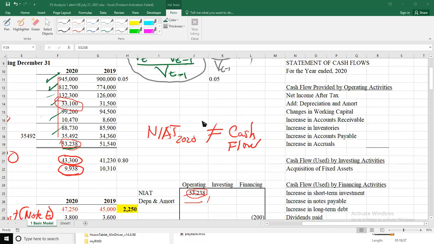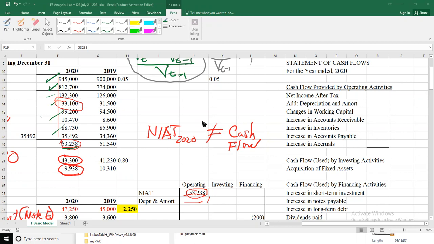Okay. So, do we need to adjust this so that it becomes cash? Yes or no? Remember, we're constructing the statement of cash flows. So, do we need to adjust the net income after tax? Yes. Okay, correct, guys. The rest, guys? Anong answer nyo? Yes. Okay, good.